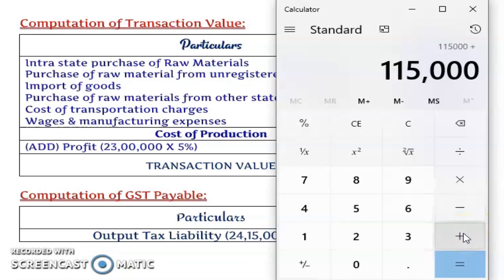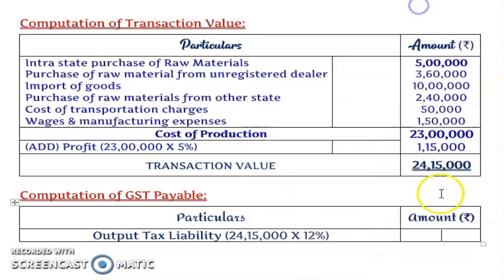24 lakh 15,000 plus into 12%. So that we need to find out. So let us do that. 24 lakh 15,000 into 12%, right? Into 12%, which is equal to 2,89,800. So 2,89,800 is output tax liability.